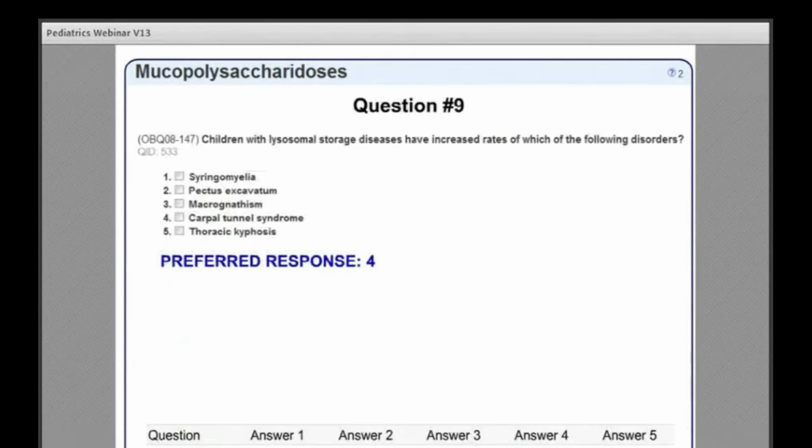Back to the question, as a general question regarding mucopolysaccharidoses, because they're storage disorders, they tend to build up in areas where there is free space, if you will, such as the carpal tunnel, and can lead to nerve compression like carpal tunnel syndrome. 54% of you got this answer correct. 23% of you picked answer 5, which is thoracic kyphosis. That's an excellent guess, if you will, because there is a lot of spinal deformity associated with mucopolysaccharidosis, but not specifically thoracic kyphosis. So once again, carpal tunnel syndrome is the right answer.